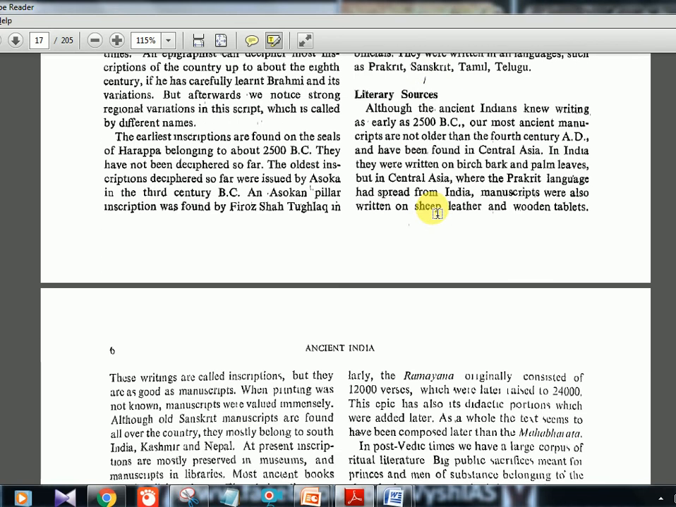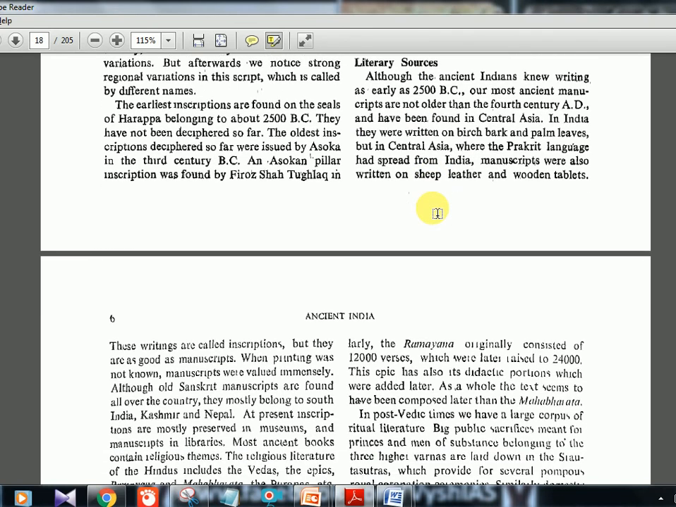Now, literary sources. Indians knew writing as early as 2500 BC. We know the Harappan civilization had some writing. They're telling only the timeline, and the material on which they wrote is important. They wrote on birch bark and palm leaves, the tree bark or the palm leaves. But in Central Asia, where the Prakrit language spread from India, manuscripts were also written on sheep leather and wooden tablets. This is also a UPSC kind of statement: in India, it was birch bark and palm leaves; in Central Asia, it was sheep leather and wooden tablets.